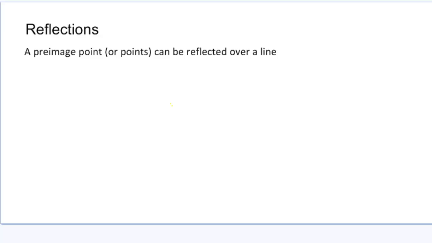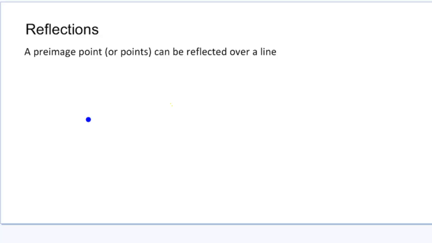What a reflection does is it takes a point and reflects it over a line to give you a reflected point. Kind of like looking into the mirror gives you a reflected image. Except in geometry, we're not going to be dealing with faces and mirrors. We're going to be dealing with points that are being reflected over lines.